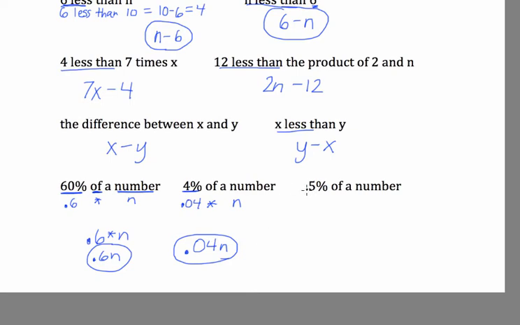This one's tricky with the decimal in that percent. We have to do 2 places over. So that will be 0.005 of times a number. So 0.005 times n.